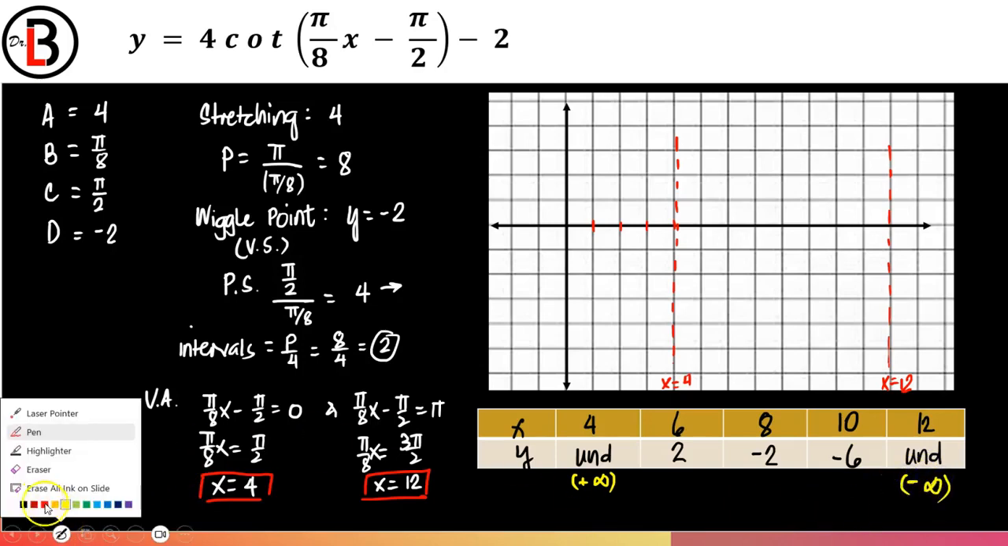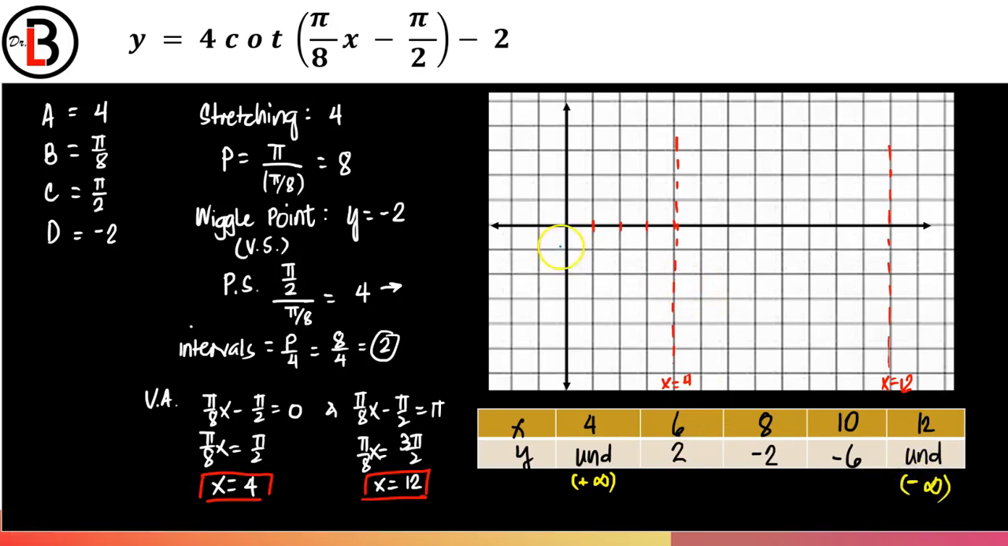So let's try plotting. So negative 6, so this is 2, 4, 6, 2. So let's have every tick mark 2 units. So at 4, it's undefined. At 6, it's 2, so it's this. At 8, it's negative 2 in here. And then at 10, it's negative 6, so it's this. So the graph would be something like this. So you will notice that this is the wiggle point, y equals negative 2.